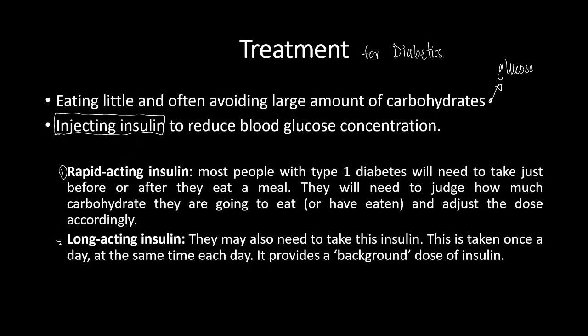We have two types of insulin, rapid action and long action. Rapid action is the one that you take just before or after a meal. After the meal depends on how much carbohydrate you ate, and before the meal you are going to judge or predict how much you will take, and that is how much insulin you will take. Long acting is when you take the insulin in the morning, let's say, at the same time each day, so that insulin is in your body, which will help normalize your blood glucose concentration when you take excess glucose. So this provides a background dose of insulin.